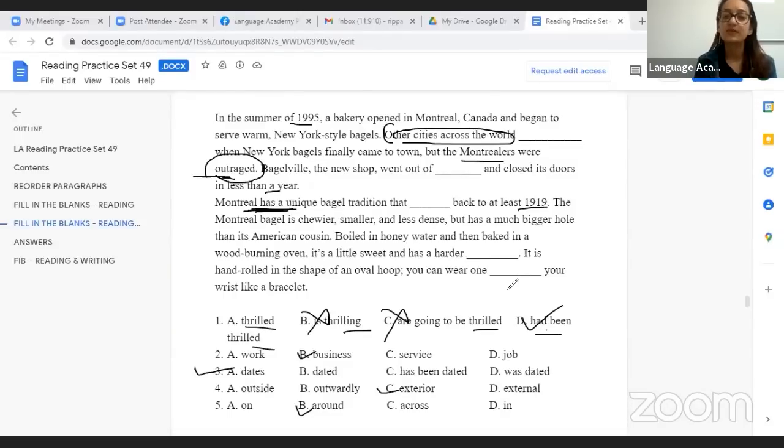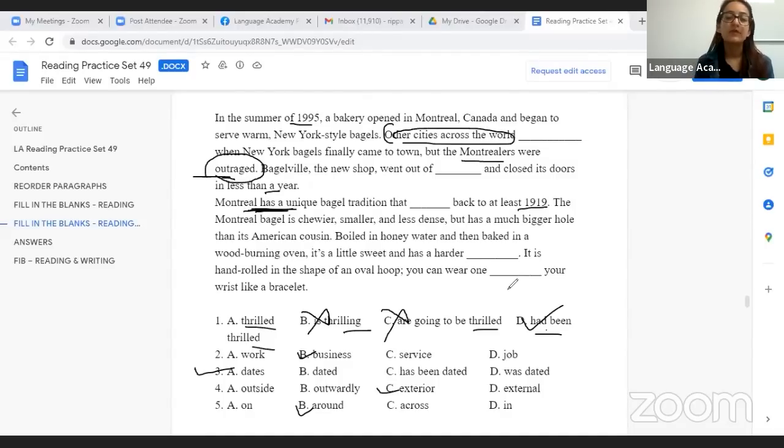They run out of business, so they close their doors. If the sentence starts with present tense, you will always say dates back, not dated back. And the dish has a harder dash. What is harder in the dish? We needed a noun. Exterior is the noun. Outside is not of a dish, and external is not a noun.